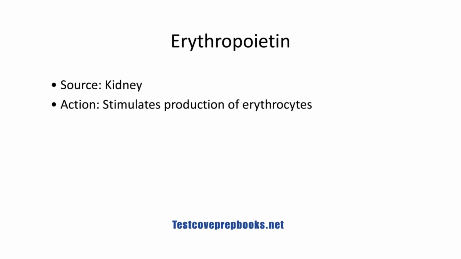Erythropoietin is produced by the kidney. Its role is to stimulate the production of red blood cells, or erythrocytes, in the bone marrow. This hormone is vital for maintaining adequate oxygen-carrying capacity in the blood.